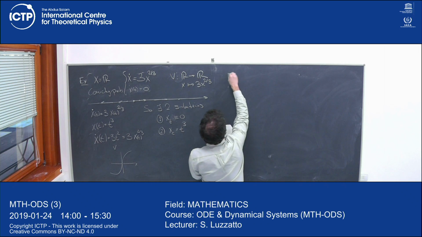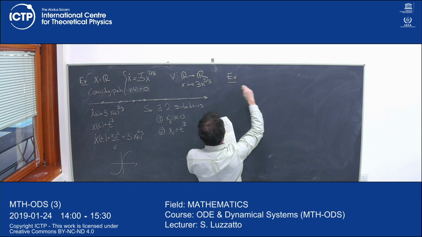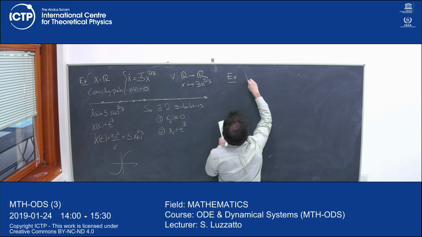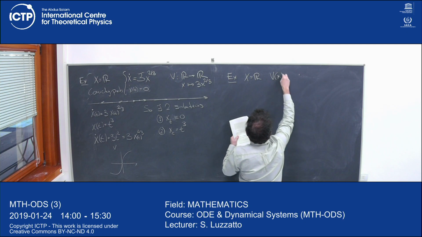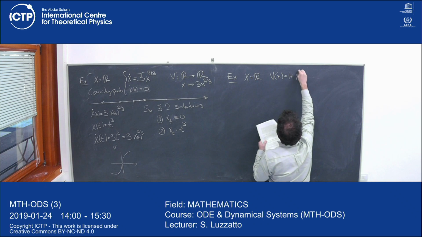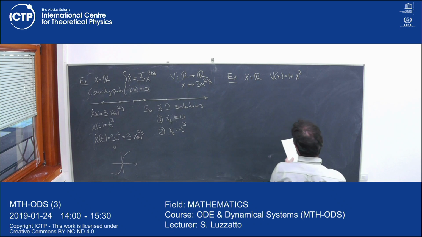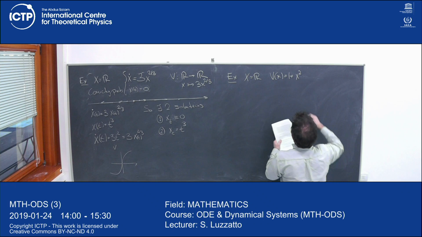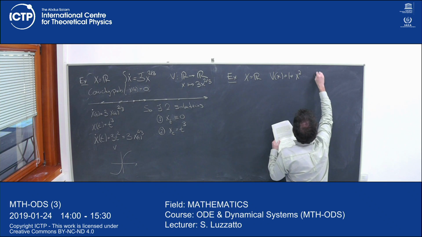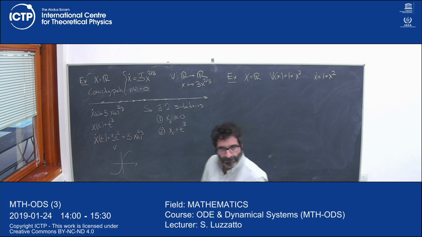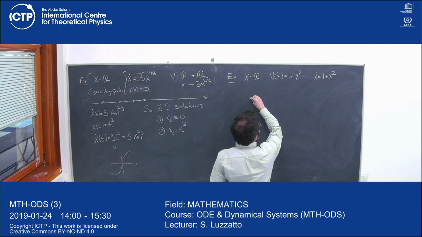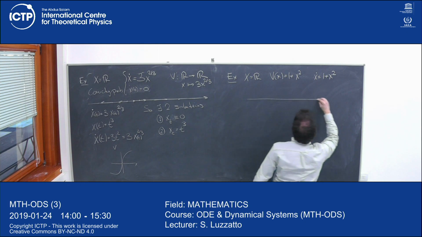But let me give you the other example, which is very interesting. Again we take just the real line, and we take v of x equals 1 plus x squared. So the differential equation would be x dot equals 1 plus x squared. This looks very harmless. It does not look like such a complicated thing.